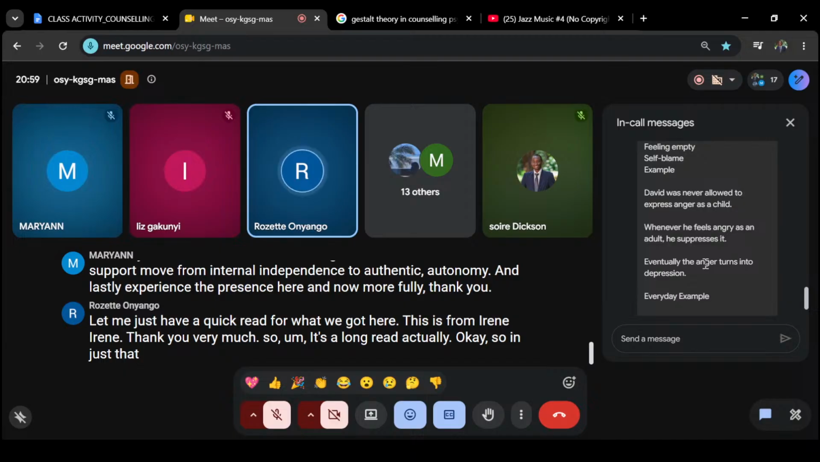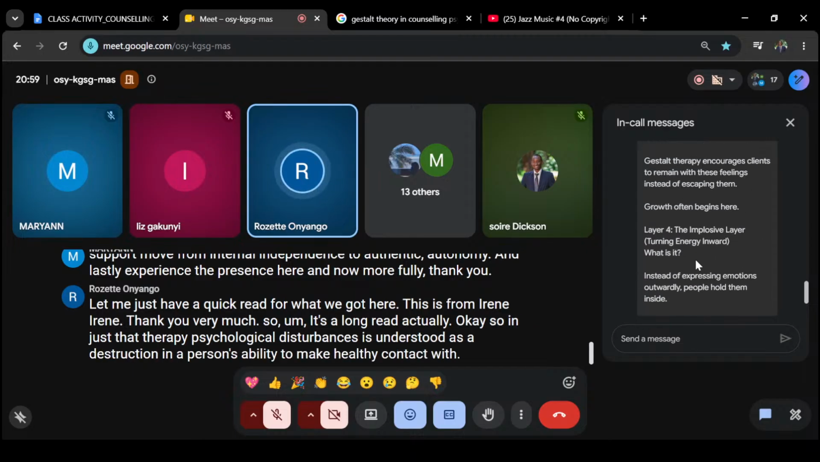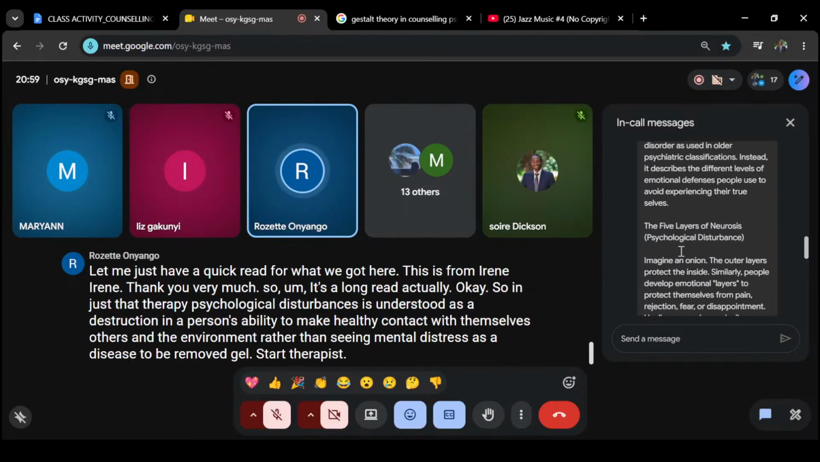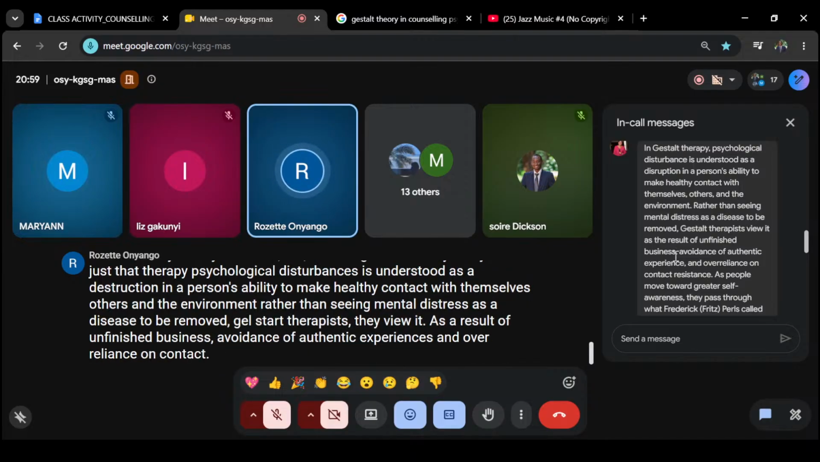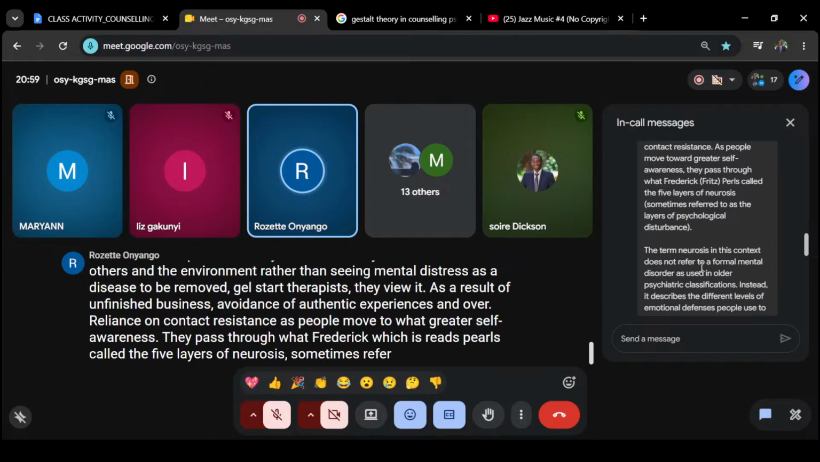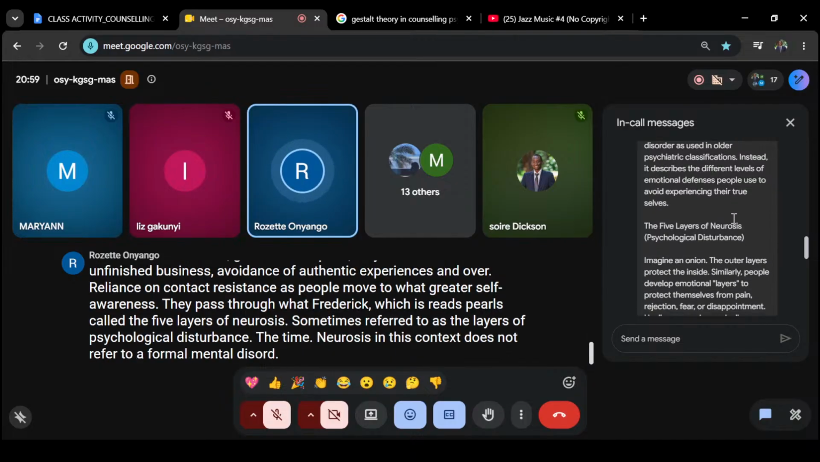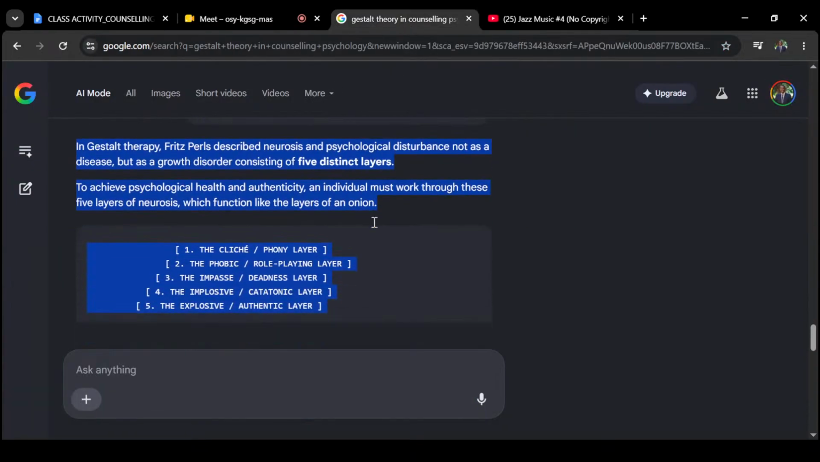In Gestalt therapy, psychological disturbance is understood as a disruption in a person's ability to make healthy contact with themselves, others, and the environment. Rather than seeing mental distress as a disease to be removed, Gestalt therapists view it as a result of unfinished business, avoidance of authentic experiences, and over-reliance on contact resistance. As people move toward greater self-awareness, they pass through what Frederick, which is Fritz, Perls called the 5 layers of neurosis, sometimes referred to as the layers of psychological disturbance. The term neurosis in this context does not refer to a formal mental disorder as used in older psychiatric classifications. Instead, it describes the different levels of emotional defenses people use to avoid experiencing their true selves.